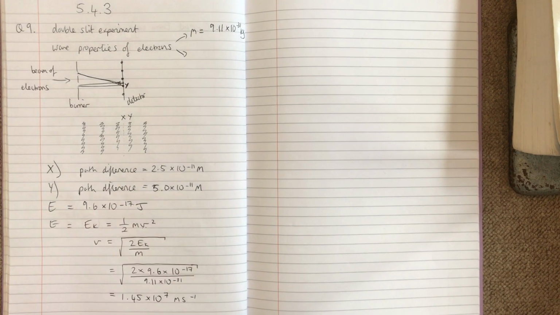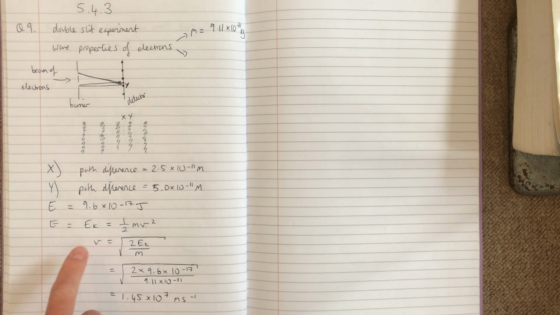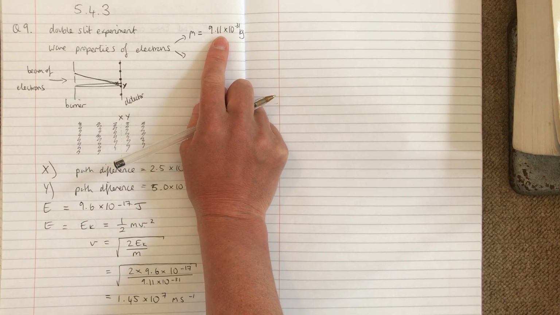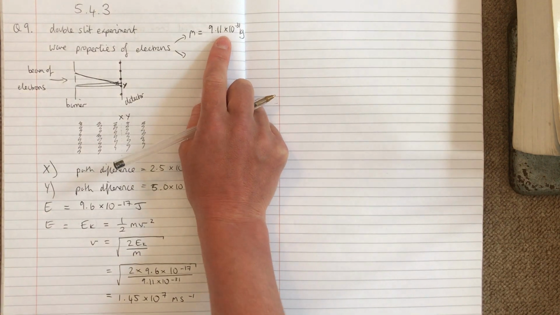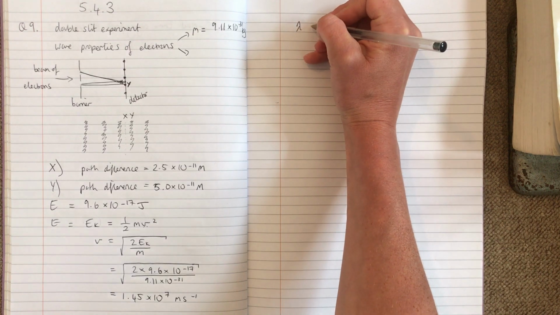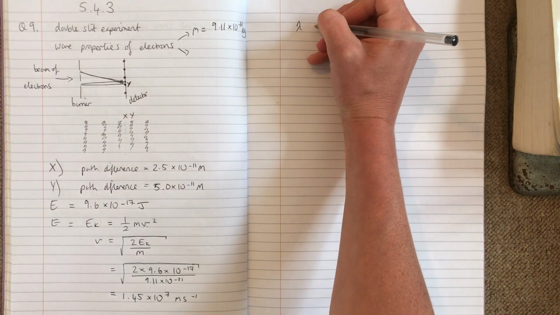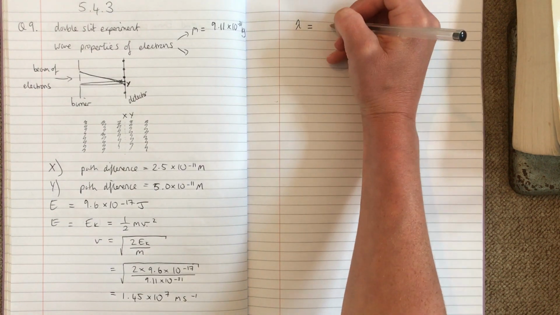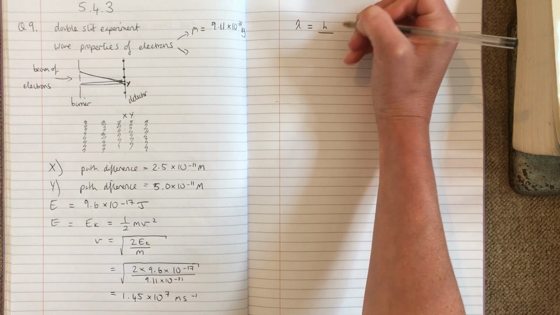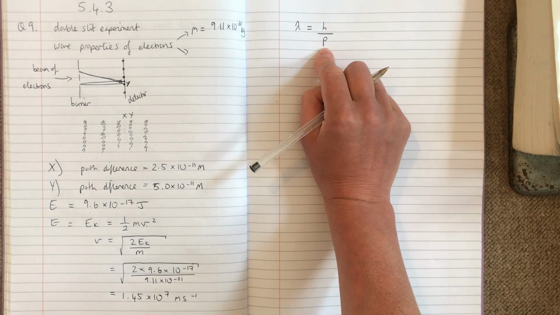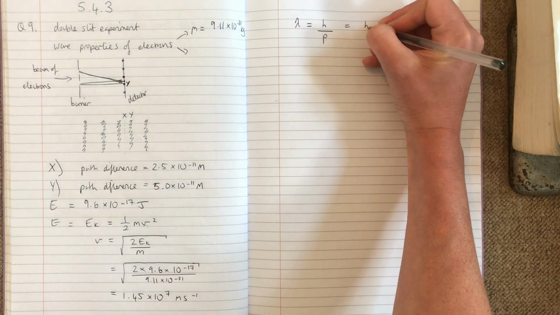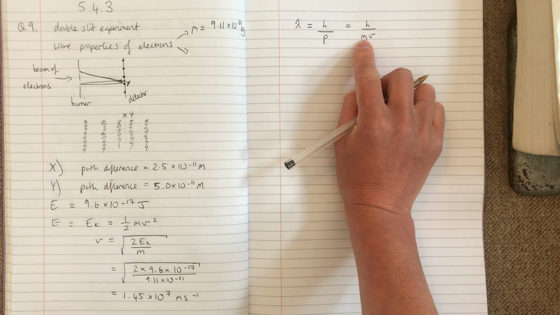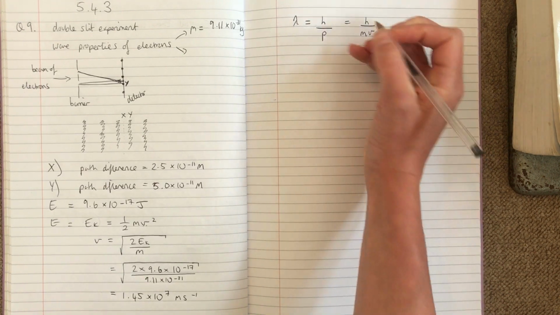The reason I've done that is because if I know the velocity and I know the mass of something, then I can work out its wavelength. Because if we remember de Broglie's equation, we've got that the wavelength is equal to Planck's constant divided by the momentum. And we remember that momentum is the mass times the velocity. So if we have the mass and the velocity, we can work out the wavelength.